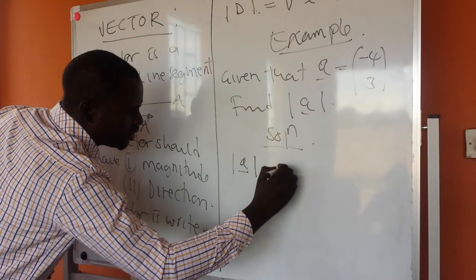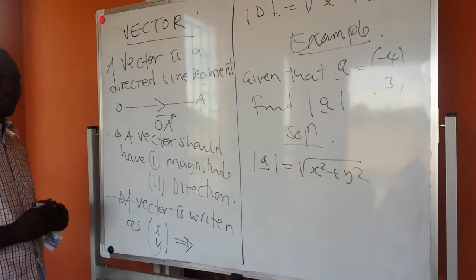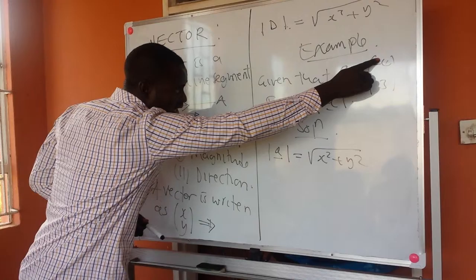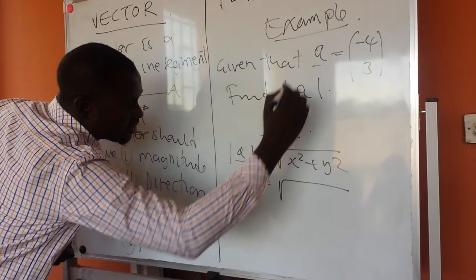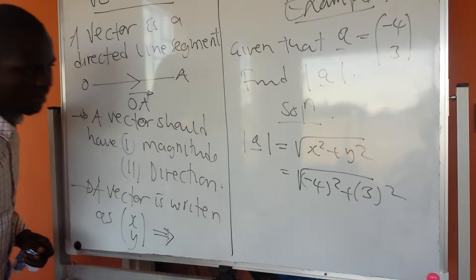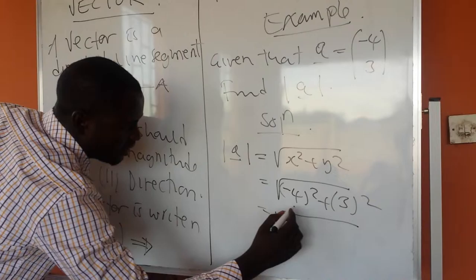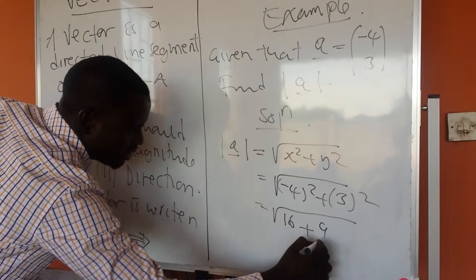So under solution, you need to remember that. I'm going to say the magnitude of vector A will be equal to the square root of x squared plus y squared. Always don't forget that formula. Meaning this is x, this is y. So your vector will be the square root of x is negative 4 squared plus y is 3 squared, like that. Okay?